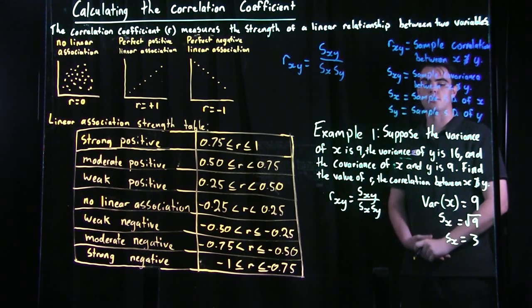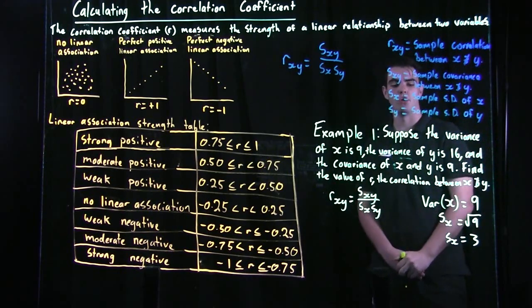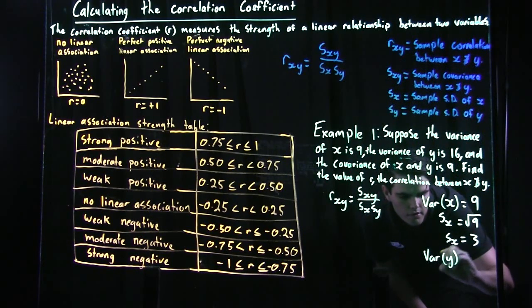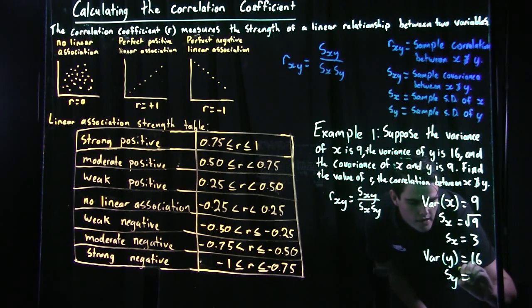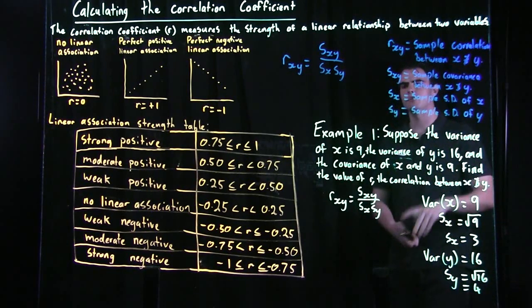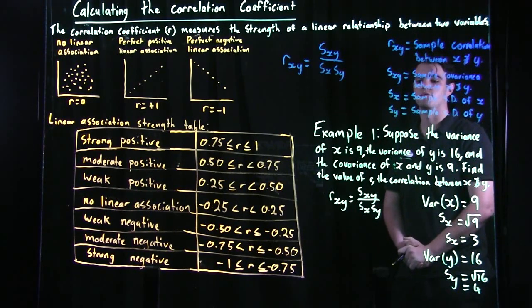Okay, I'm going to do the same thing for y. So we've got right here the variance of y is 16. So the variance of y equals 16. Therefore, my standard deviation equals 4. Hopefully that one's nice and easy. All we've got to do is just find the square root to find that sample standard deviation. Now we can look at subbing into the formula.